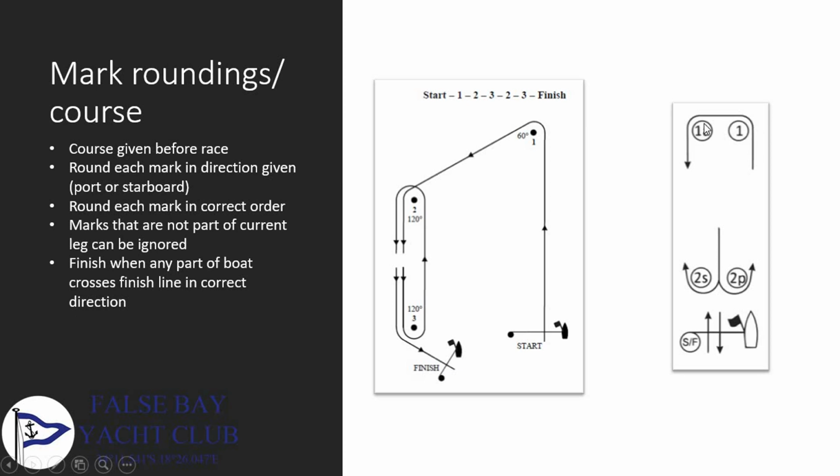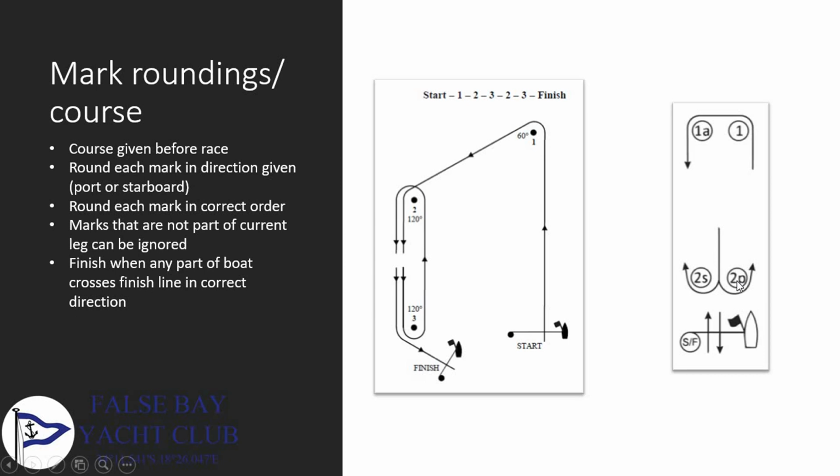Here's a good example of this, that even though this gate is in the way of this final leg between mark 1A, or the offset mark, and the finish, because these 2 marks are not part of the leg that you're sailing from the offset mark to the finish, you can either go through the gate, you can go around the gate, either side, it doesn't matter. If a mark isn't on your current leg that you're sailing, then you can completely ignore it.